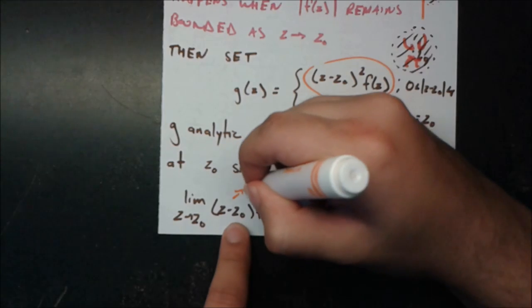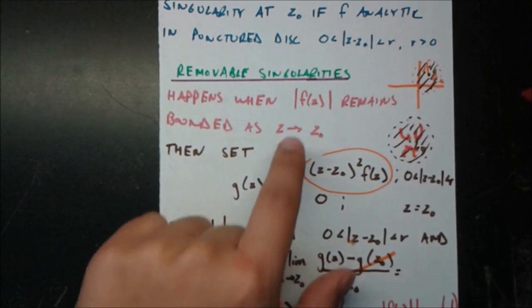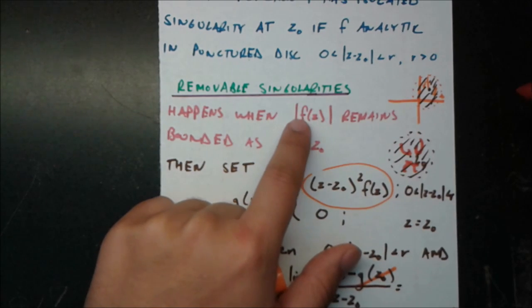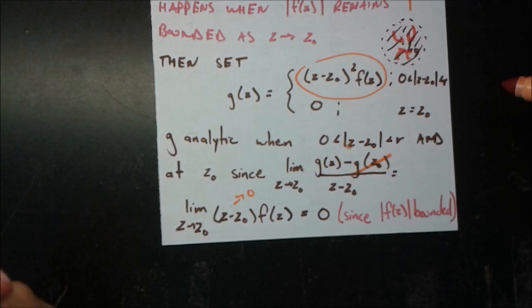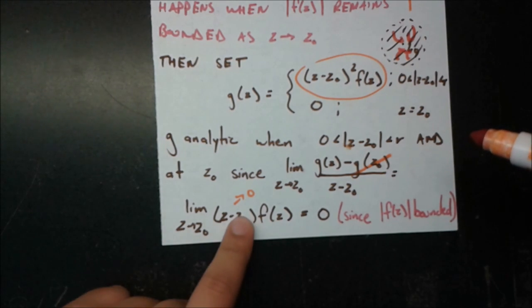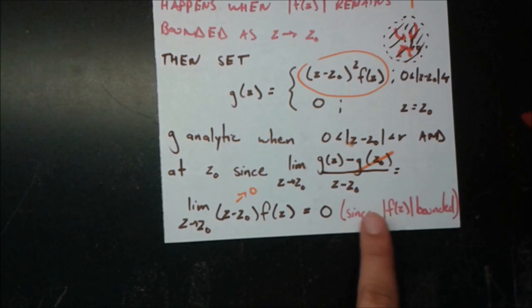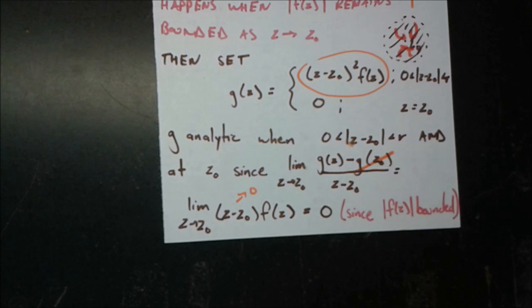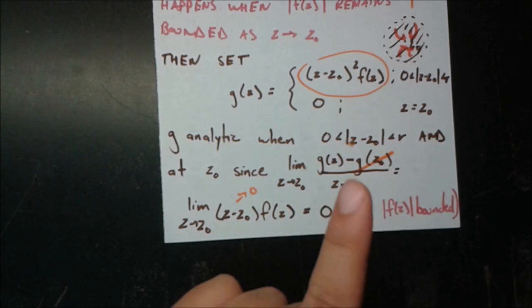This is going to approach 0. And what's going to happen to f of z0? What we set up here is that modulus f of z remains bounded, which means f of z also remains bounded. It doesn't go off to infinity or negative infinity or anything like that. So since this remains bounded and this goes to 0, something bounded times something that goes to 0 equals 0. So we said since modulus f of z is bounded, what we found is that the derivative of g of z at z0 is equal to 0.